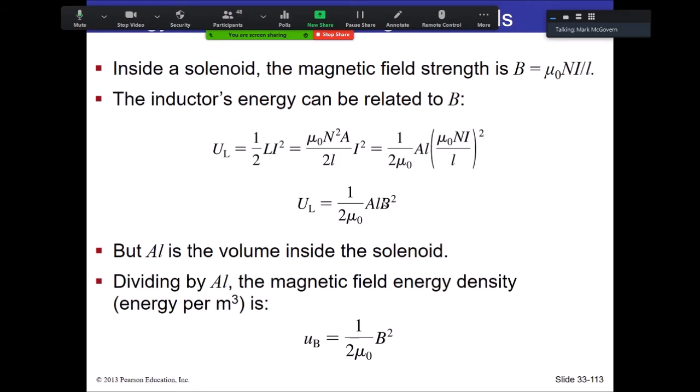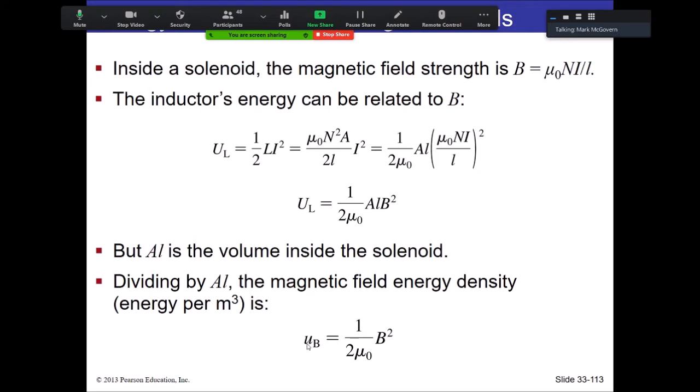So we can replace that here: A L B squared, B being the magnetic field. And then if you see A L, well, that's the cross-sectional area of the solenoid times its length. Well, guess what? That's the cylinder's volume. And so we divide by that and we get an energy density. It's the energy per cubic meter.